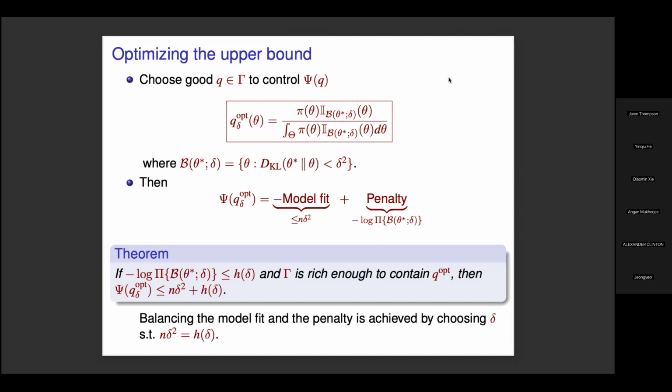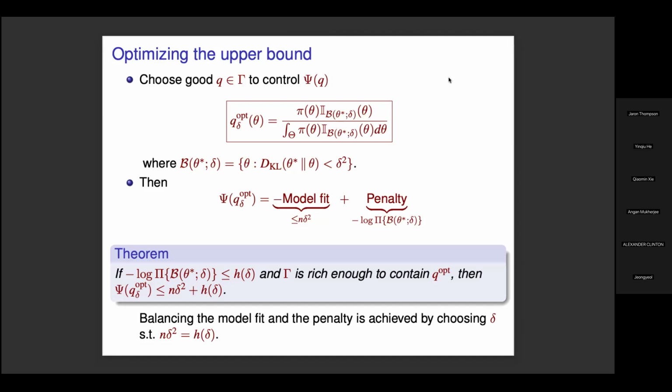You simply restrict your prior to a small Kullback-Leibler neighborhood around the true parameter, where the neighborhood size is delta. By tuning this delta, you can balance between the model fit term and the penalty term. It turns out that if you choose delta in a way that balances the model fit and the penalty, this leads to the optimal rate for many statistical problems we care about.